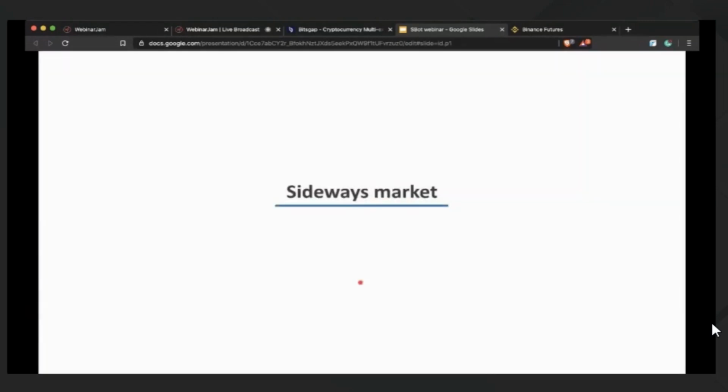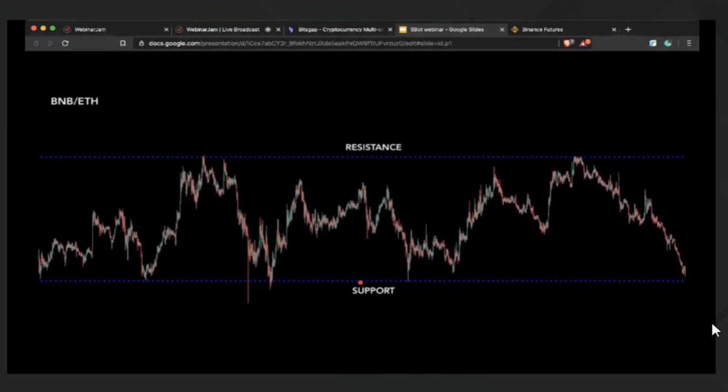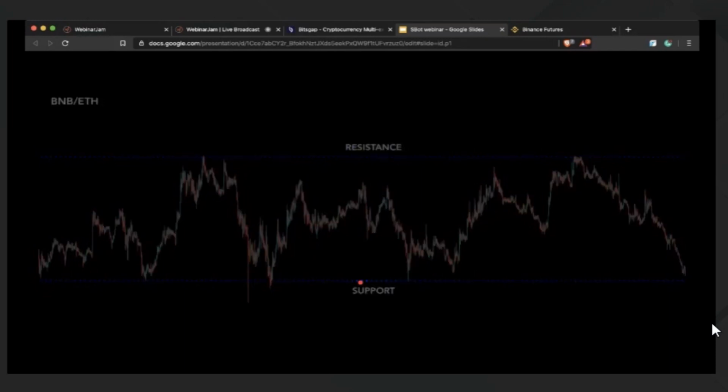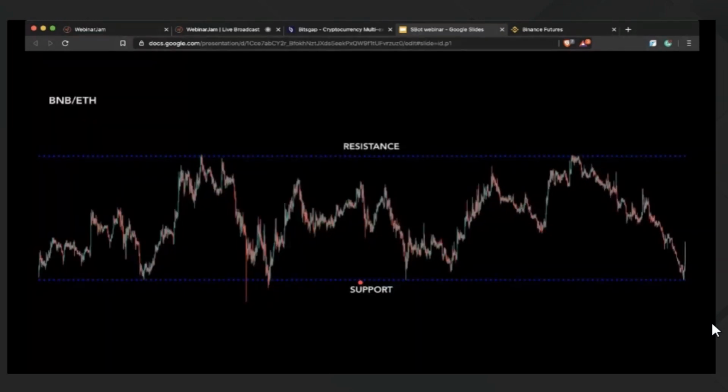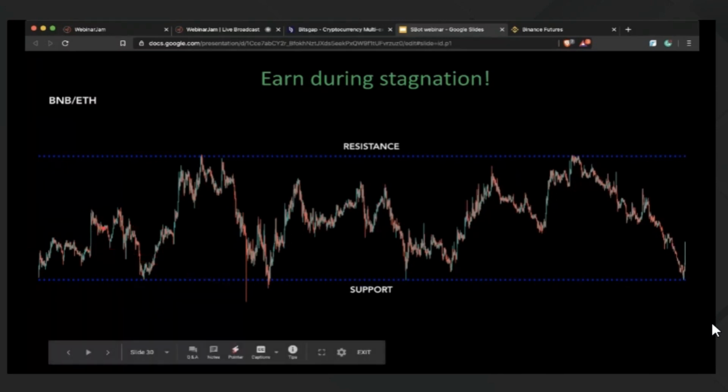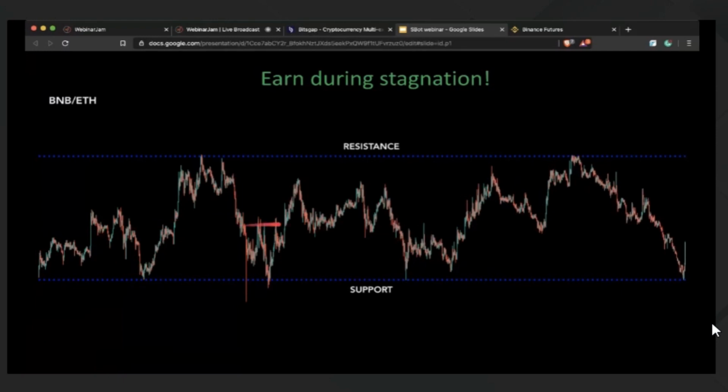What about the sideways market? The sideways market is also the optimal scenario for the automated trading system, for the Sbot, for the Classic Bot, for Scalper, as it makes you profit while the price of the base currency remains in the sideways market. What is the sideways market? The sideways market is basically the stagnation. So it means that neither it goes upwards nor downwards. It just gets stuck somewhere in the middle, all right?